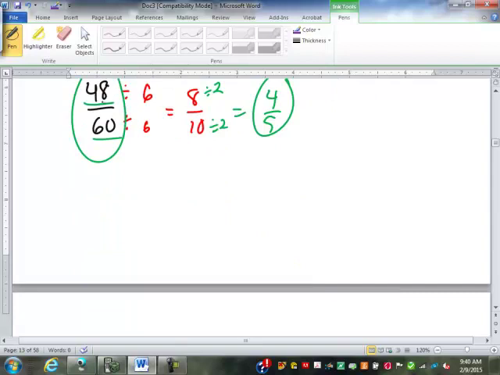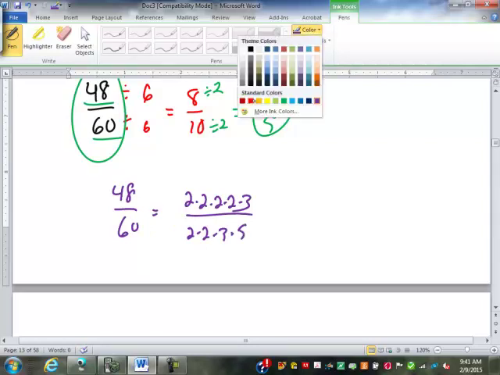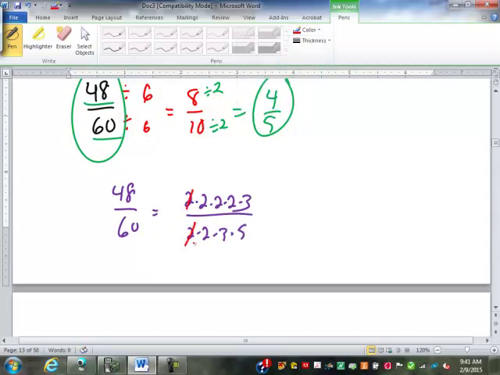Technically, what's going on there? This ties in with our factoring that we did last week. 48, if you factor it, would be 2 times 2 times 2 times 2 times 3. 60, if you factor it, would be 2 times 2 times 3 times 5. And what we're doing is we're canceling those factors. 2 and 2 cancel out, another 2 and 2, 3 and 3, and we're left with 2 times 2, which is 4 over 5.